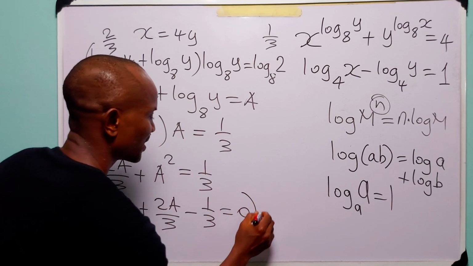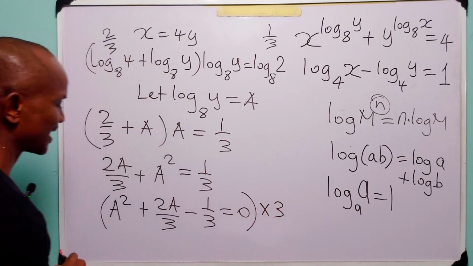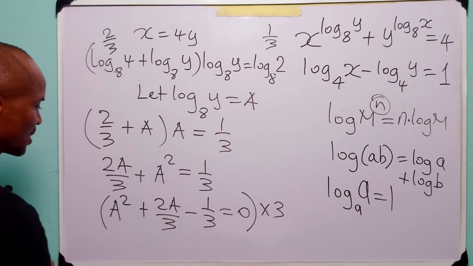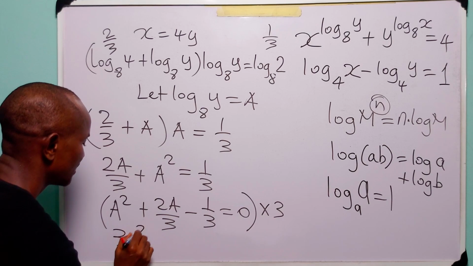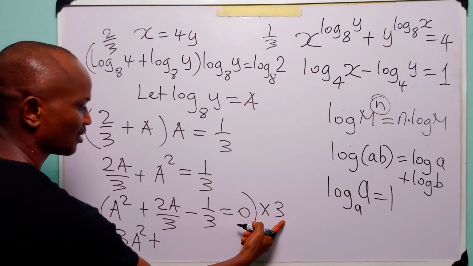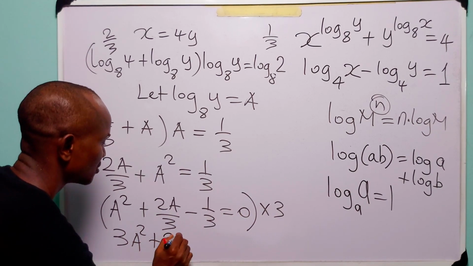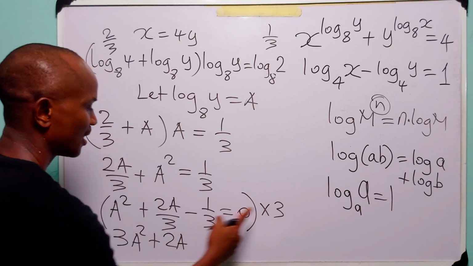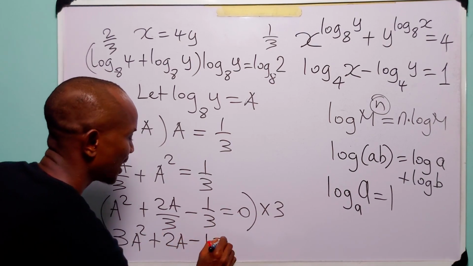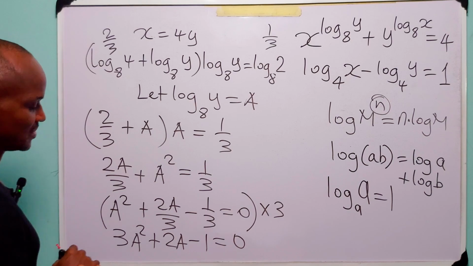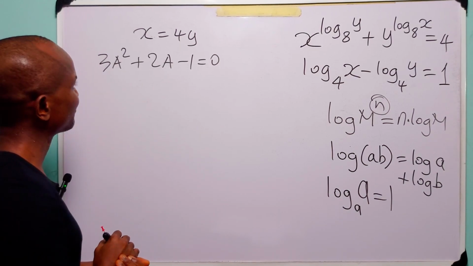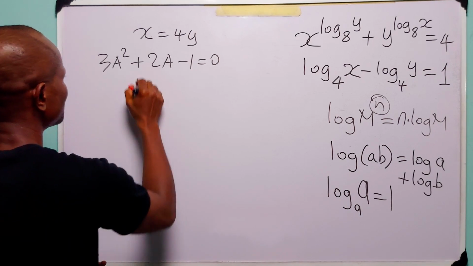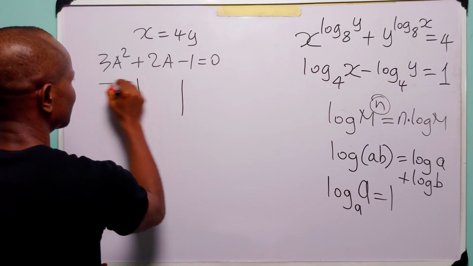Next, let us multiply through this equation by 3. And of course, when we do that, we have that 3a squared plus 2a minus 1 is equal to 0. And now we have a quadratic equation which we can factorize. We are going to use the table method.